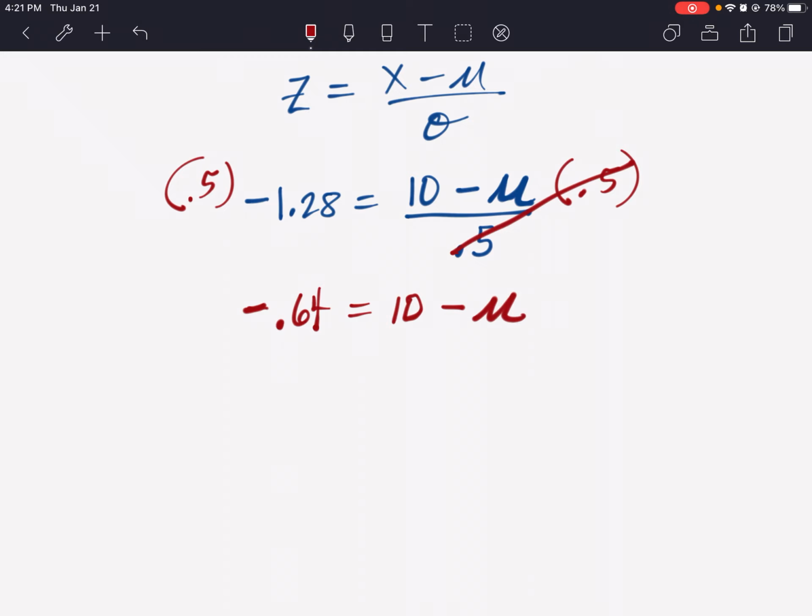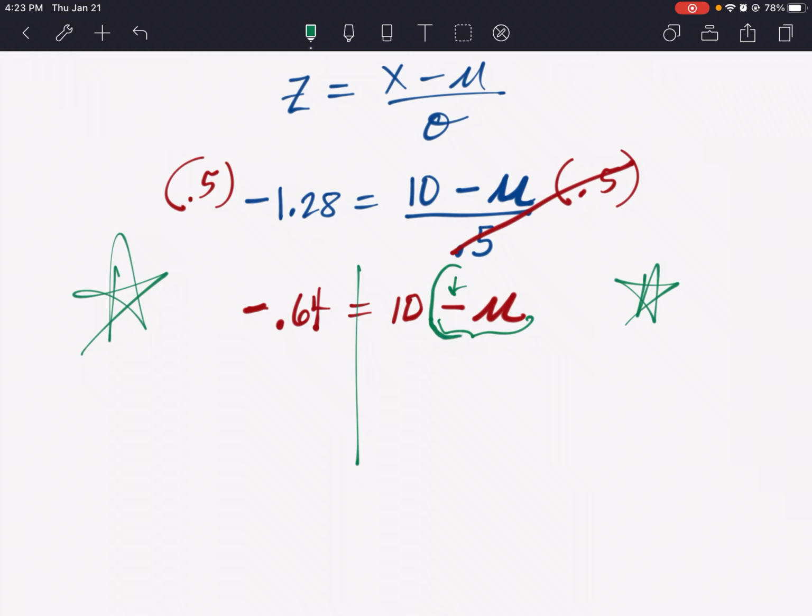All right, now listen up, people. Here's where a common mistake happens. So let's pay attention. Common mistake, warning. I want this minus the mean to stay in place. So what I'm going to do is get rid of the 10. Don't you dare add the 10, because this minus the mean is going with that mean.